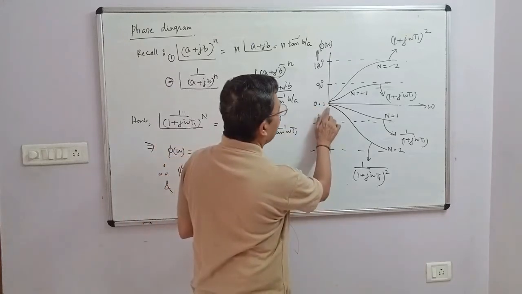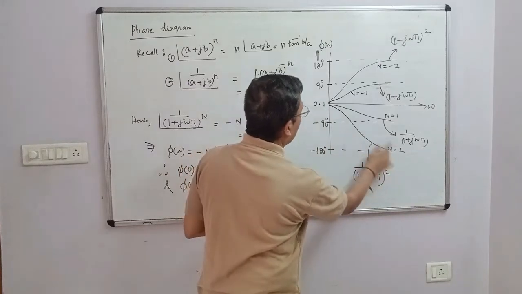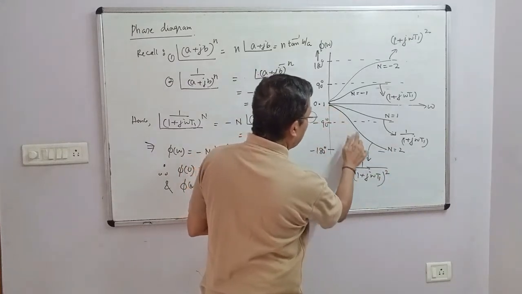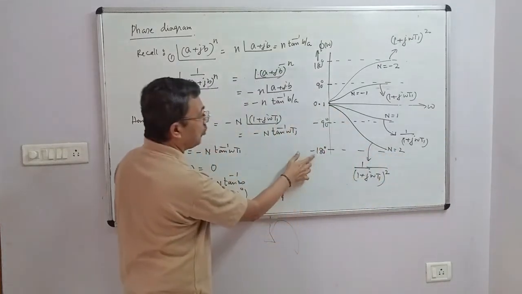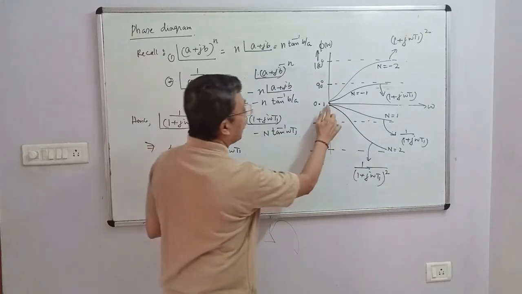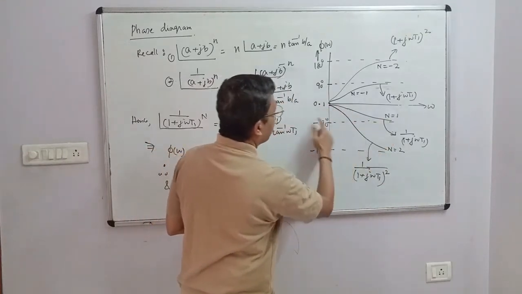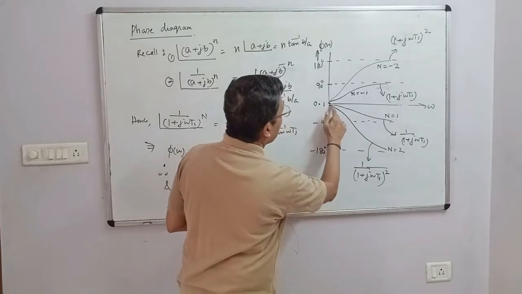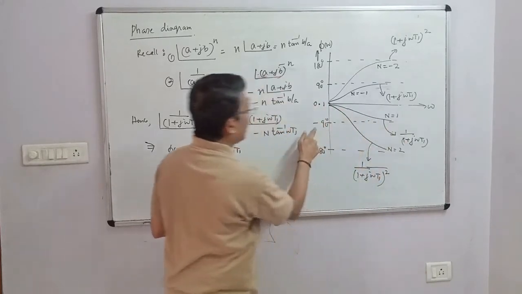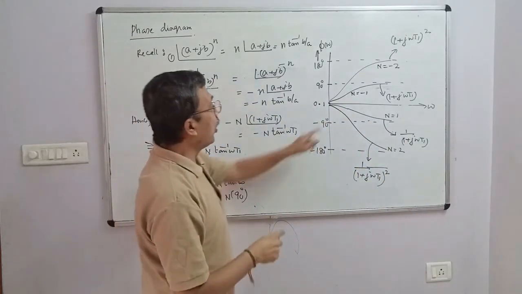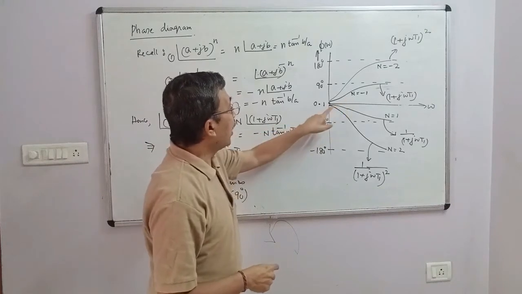This is the phase plot for n equal to 2. As n tends to infinity, the phase diagram goes to minus 180 degrees. This is the phase diagram for n equal to 1. As n tends to infinity, phi of omega approaches minus 90 degrees. This is for n equal to minus 1.